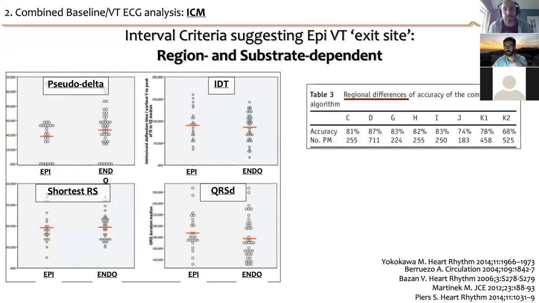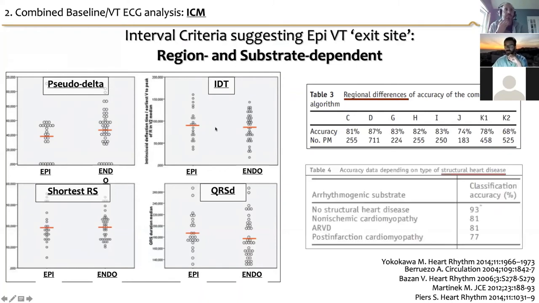The cutoff we use for the definition of pseudo delta wave, intrinsic deflection time, and shortest RS complexes, they are highly dependent on the region of origin of the ventricular arrhythmia, on the presence or absence of underlying conducting system disease, and also are highly dependent on the non-ischemic or ischemic underlying substrate. So take a look at a pseudo delta looking QRS complex. Probably in terms of measuring and using the described cutoff, maybe you have to use it with a little bit more cautiousness.